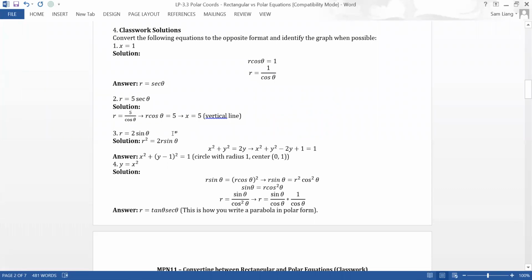Actually, would anyone like to explain this? It's a circle. Yes.